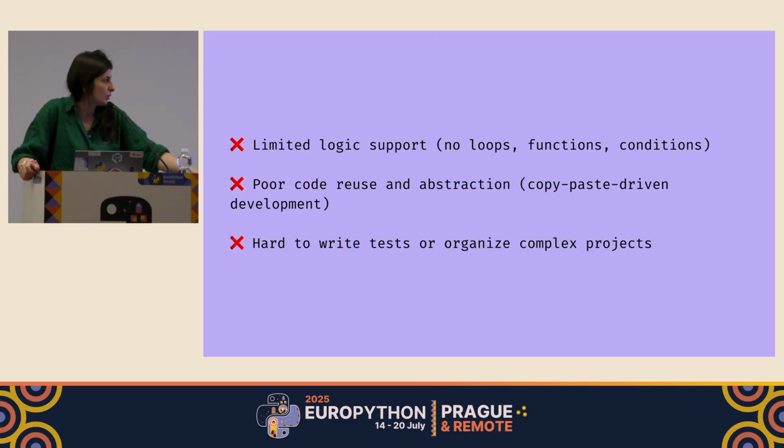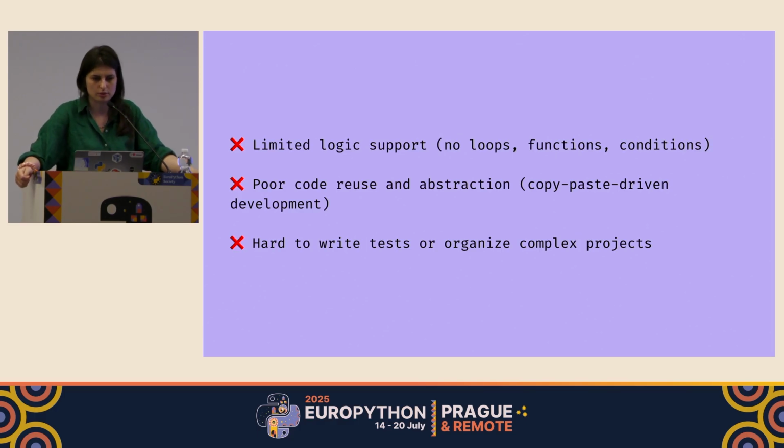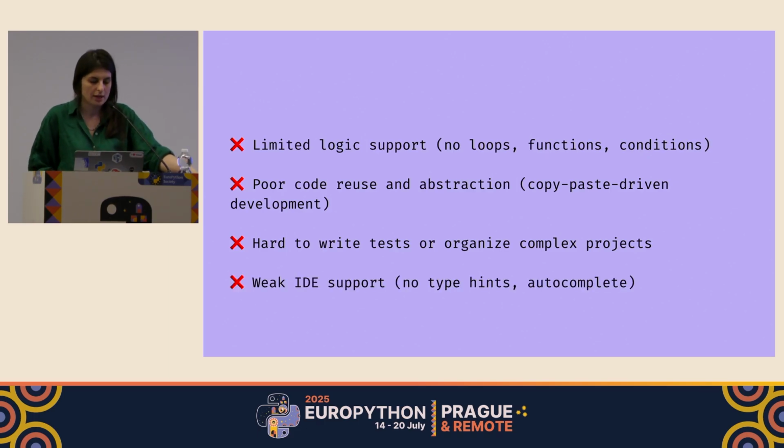Another one is that it's hard to write tests. For example, for Terraform there's Terratest. It was implemented in Go, and you can test the real implementation, real deployment. You cannot just test what you write. Also, we don't have support for Python hints or auto-completion. It's also very hard if you have a big project to orient yourself in it.